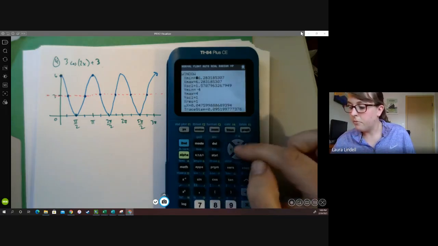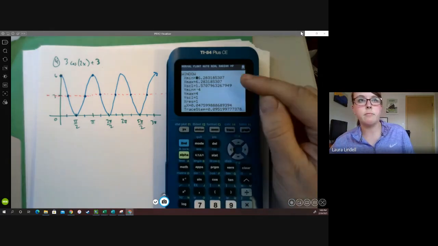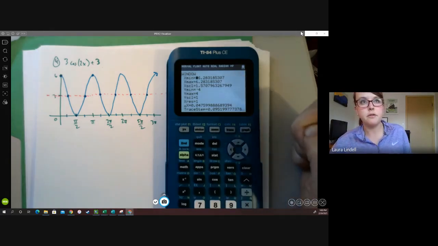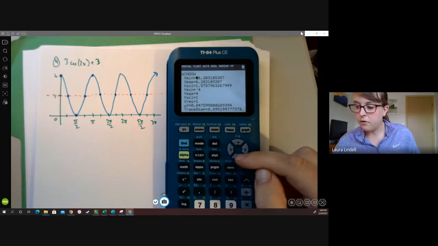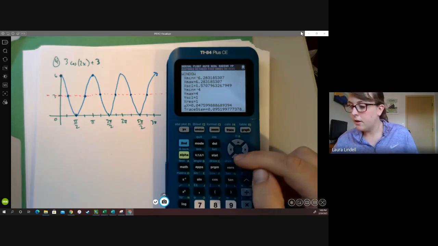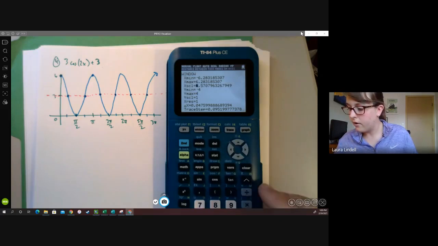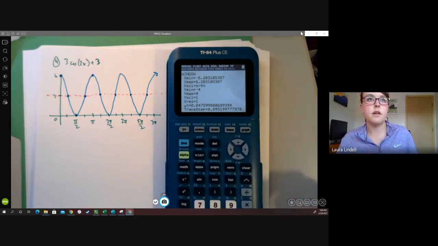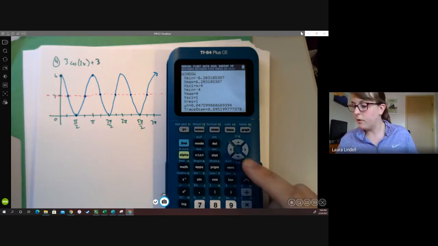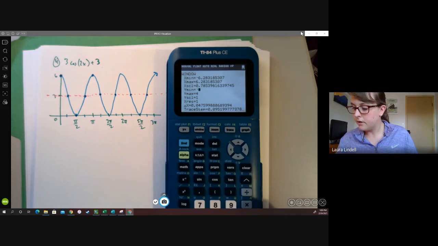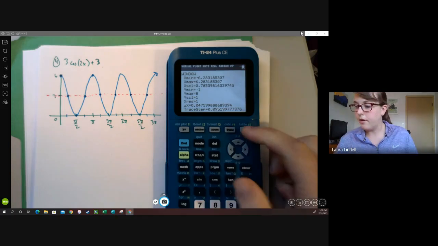On your window, you might want to reset a few things. Like I have mine going from negative 2 pi to positive 2 pi, scaling by pi over 2. You might want to scale this one by pi over 4, so you would go second, pi divided by 4. And then you want to change your y minimum and maximum. So I might go from, just like we did in Desmos, -1 to 8 or something like that. And then you can hit graph.